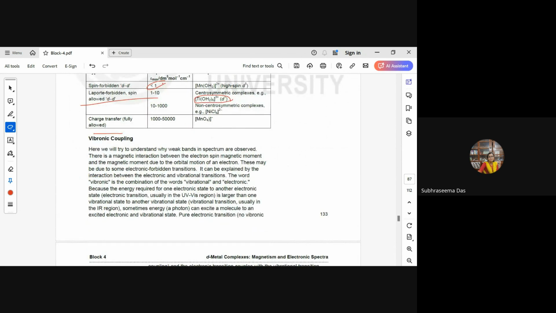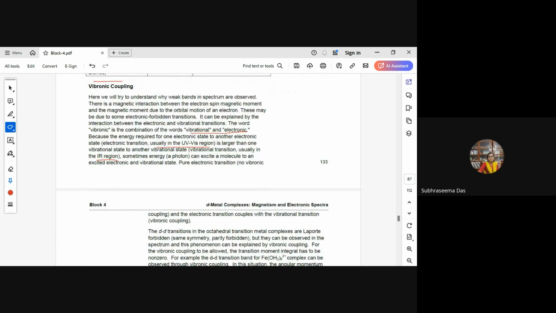And coming to vibronic coupling, as the word vibronic combines two words, vibrational and electronic. An electronic transition usually means the UV-visible region, and a vibrational transition usually means the IR region. So the combination of these gives the possibility of vibronic coupling and the corresponding spectra.